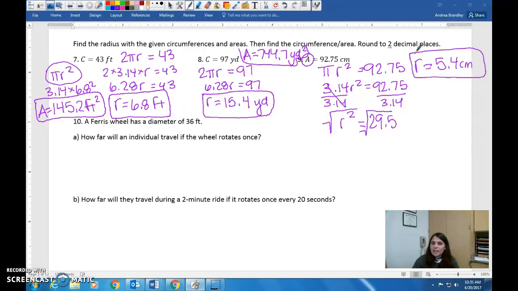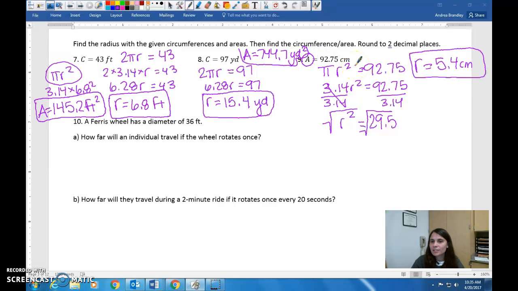So here's the thing that's kind of the trick on problems like this: some of the time, it's not going to ask you for the radius. It will say, here's the circumference, find the area. Or here's the area, find the diameter. It's going to ask you for a lot of different things, but every time you need to find the radius first. So for example, let's say on number 9, it said the area is 92.75, find the diameter.